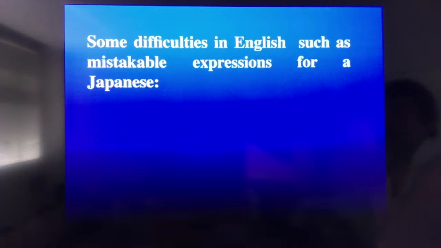Some difficulties in English, such as mistakable expressions for a Japanese. Maybe in the upload file there is no article A here, but this morning I was inspecting these files, and you need A here. So some difficulties in English, such as mistakable expressions for Japanese.